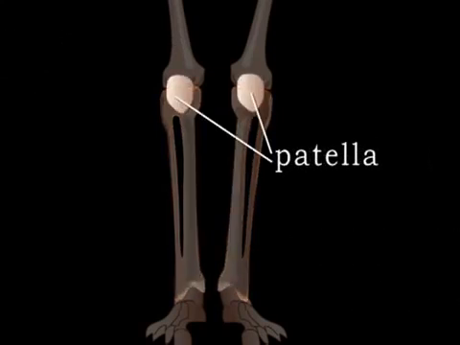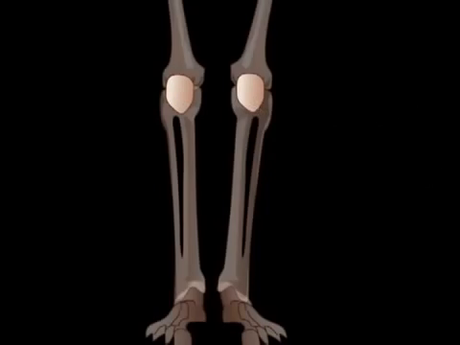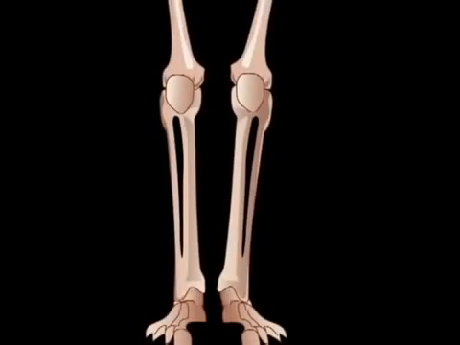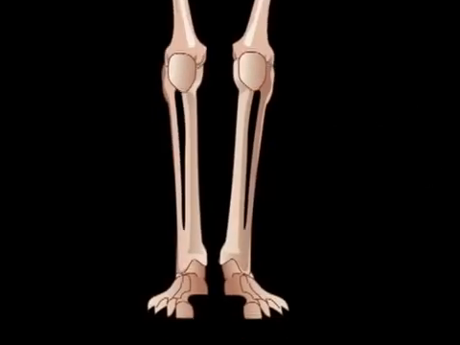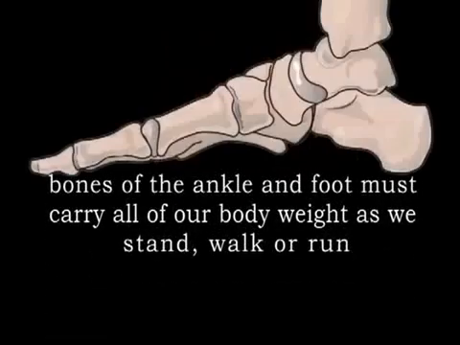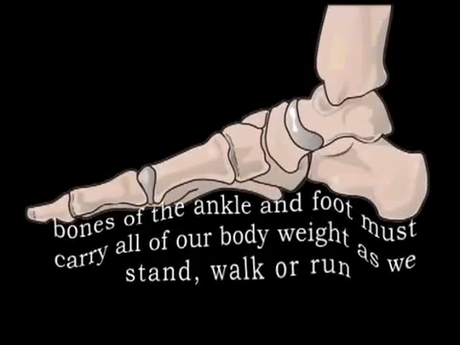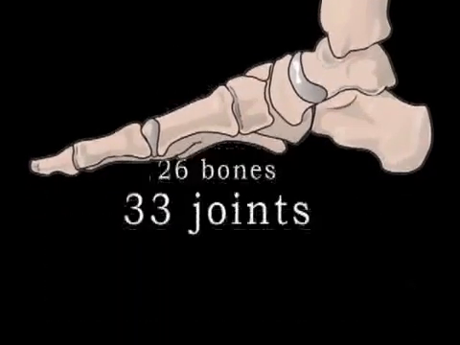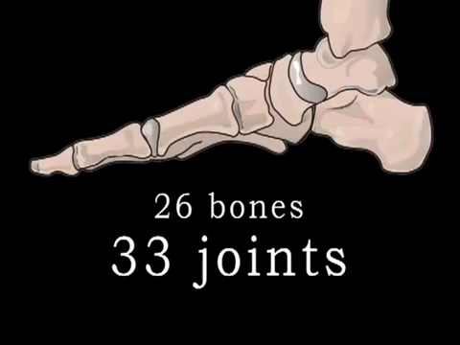The patella, or kneecap, is a large bone between the femur and fibula. It protects the knee joint and tendons that form the knee. The bones of the ankle and foot must carry all of our body weight as we stand, walk, or run. And the 26 bones and 33 joints that make up our ankle and foot enable it to do just that.